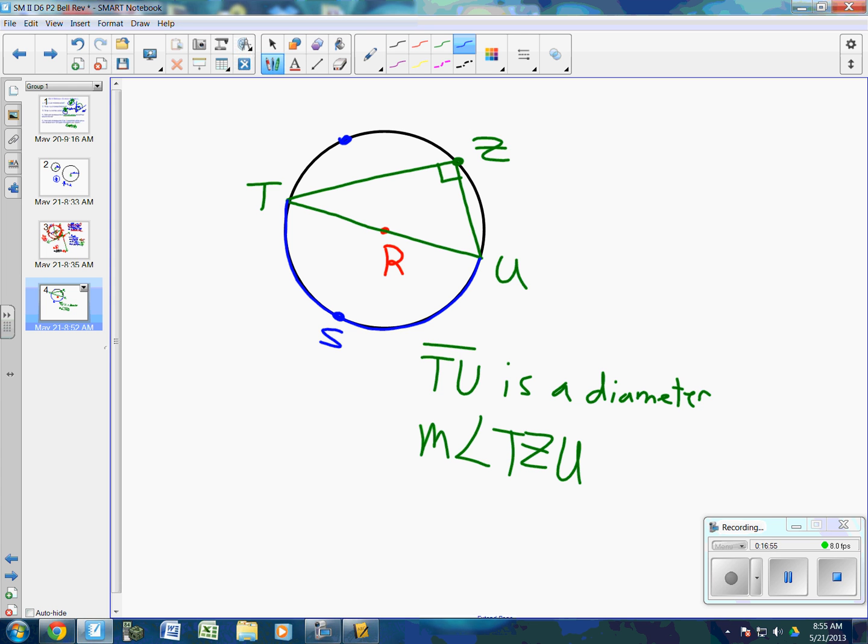In fact, remember this? If I draw any point right here on this line and draw the chord to T and the chord to U, what's the measure of that angle going to be? 90. If I have one here and I go to T and to U, 90. If I draw one over here to T and to U, it's going to be 90. Remember, if you have a diameter and you draw an angle that intercepts TU, or the diameter, then the angle is going to be 90 degrees every single time. Got it?